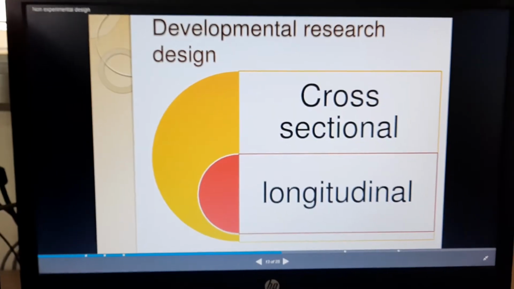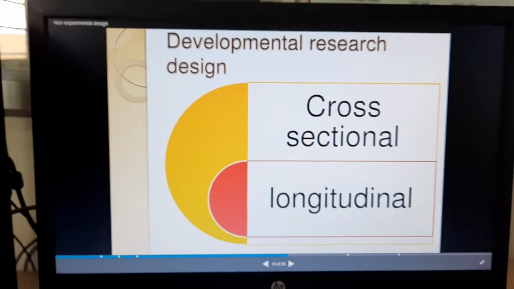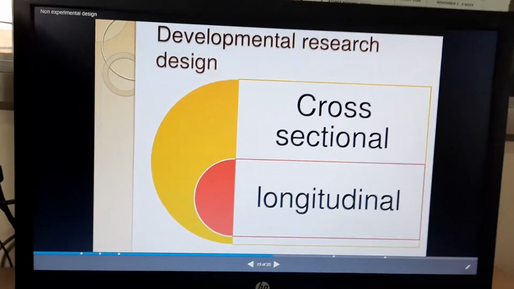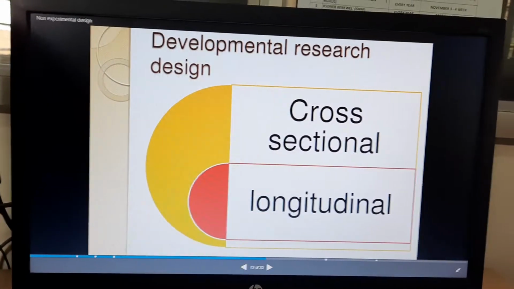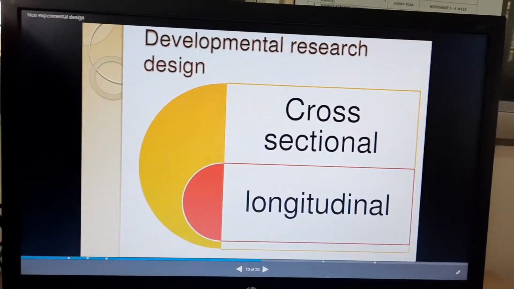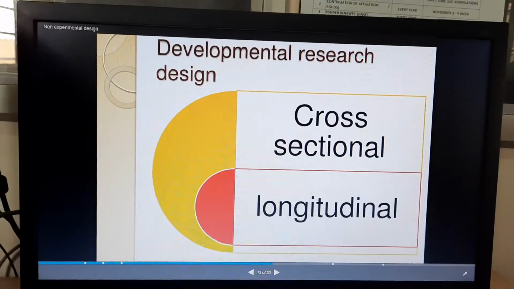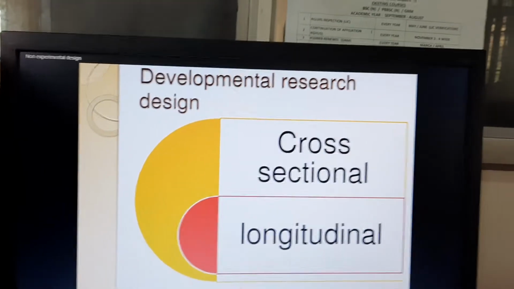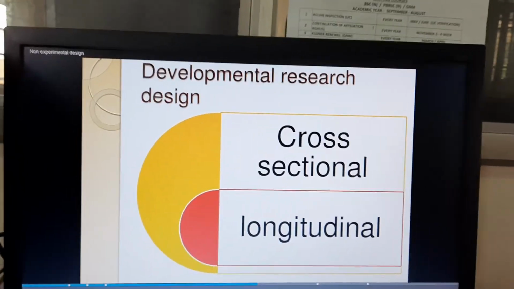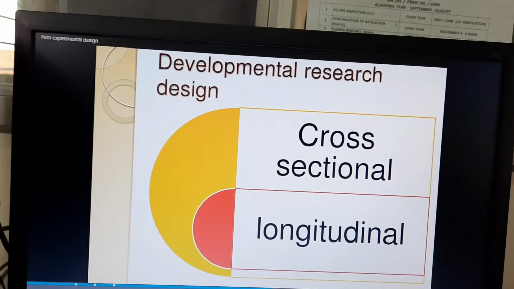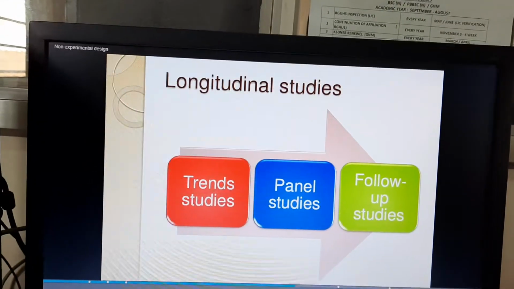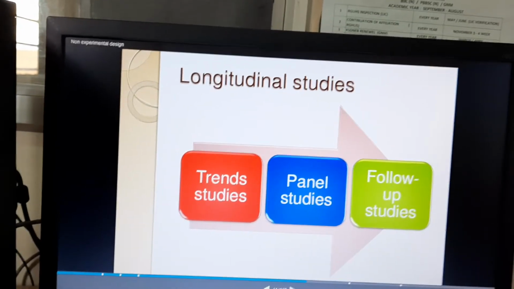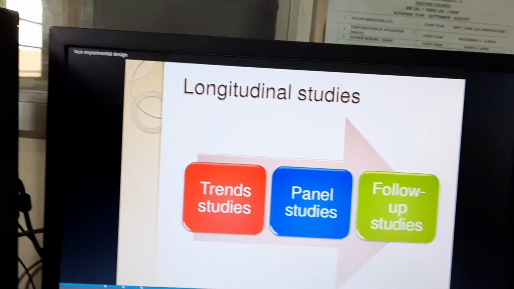Longitudinal, you know, is when we are finding from the years, like 5 years before or 10 years before, whatever it is, that is a longitudinal design. Cross-sectional is what happens during a particular period. So we call that cross-sectional. Longitudinal studies are trend studies, panel studies and follow-up studies.